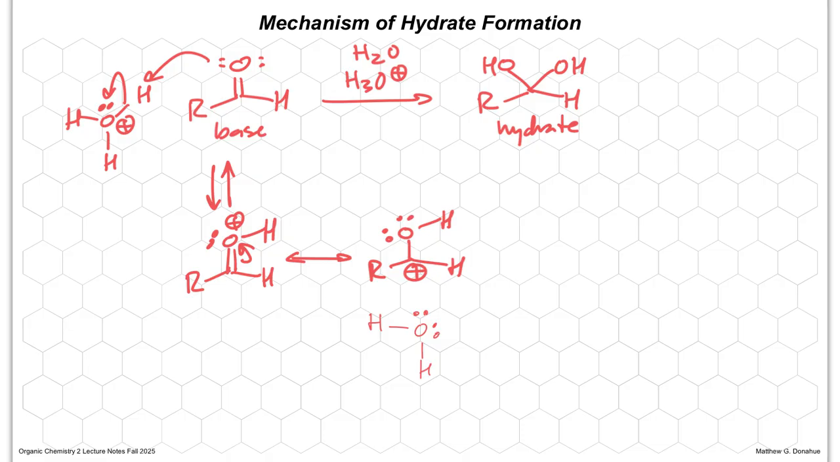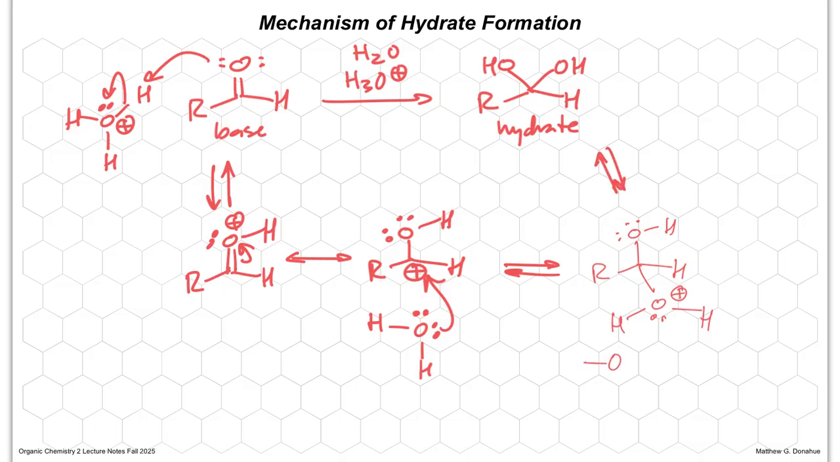So the arrow starts at the lone pair, points to the electron deficient center. Now the plus charge moves down to that oxygen. So we're almost there. We take another molecule of water to do a proton transfer, and then that will regenerate our acid catalyst.